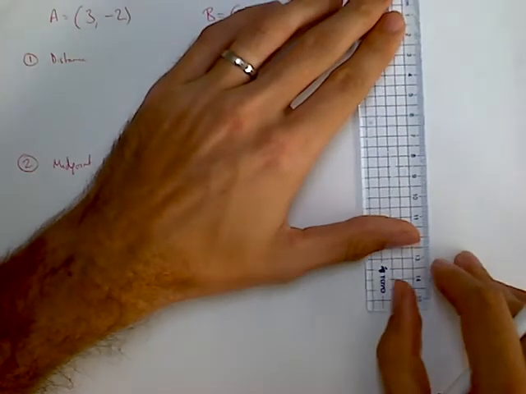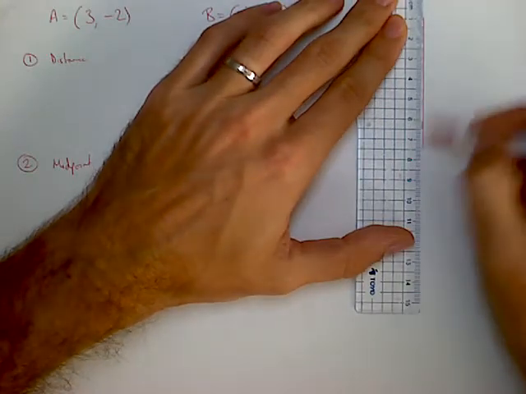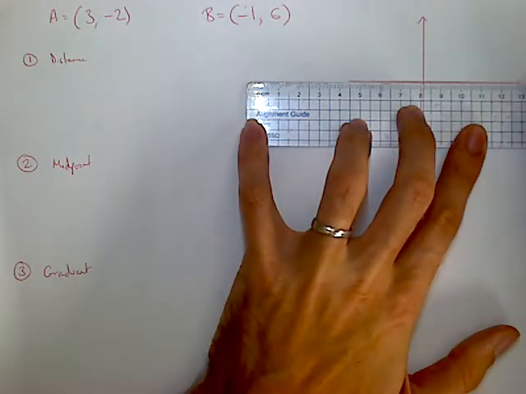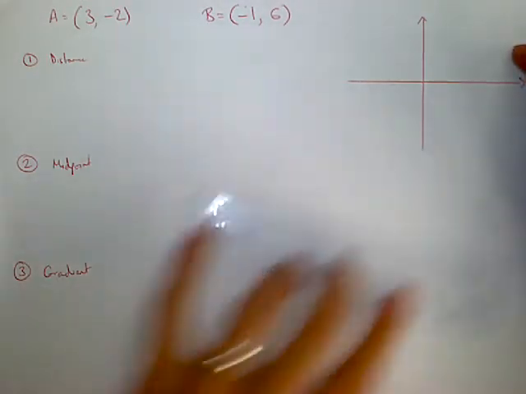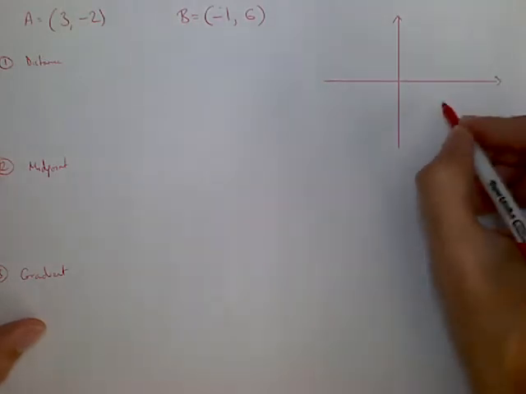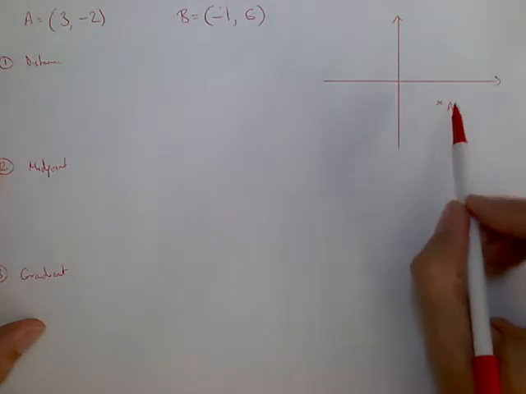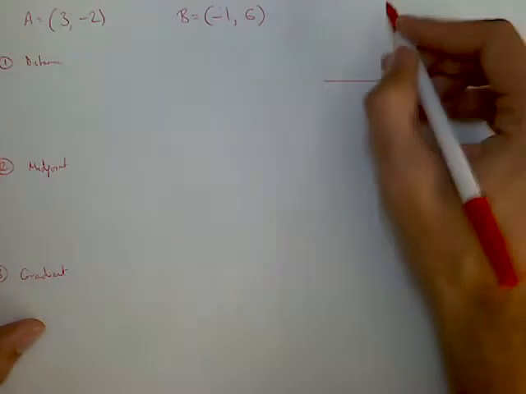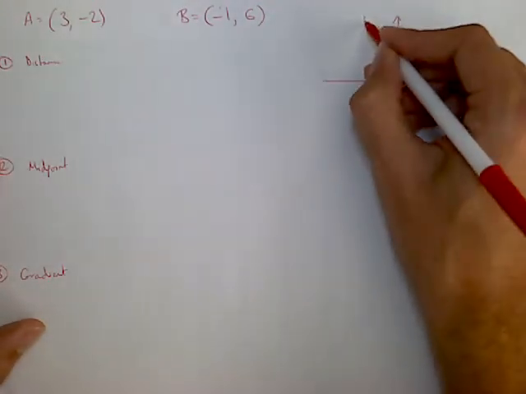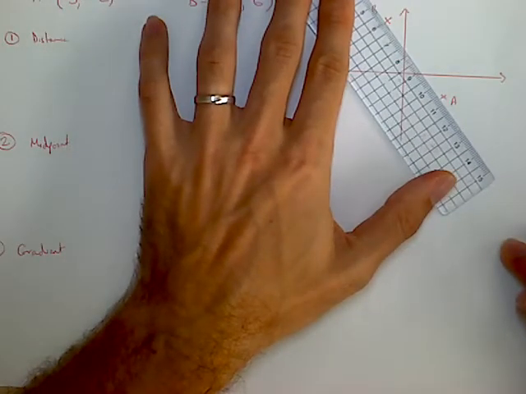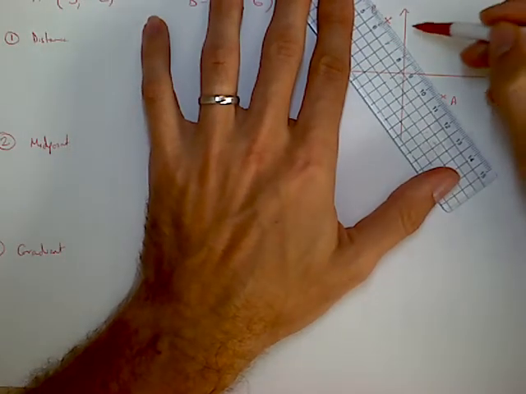So if we imagine these points, then we can say that the point 3, minus 2 is 3 across in the x direction, 2 down in the y direction, so that's approximately here. And then the B point is negative 1 in the x direction, 6 in the y direction, so approximately up here. And that just helps to give me a vague sense of where these points should be positioned.